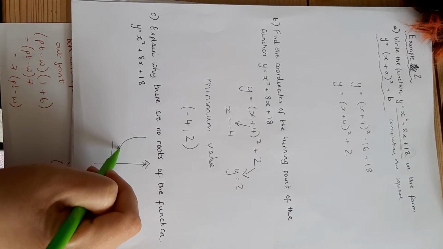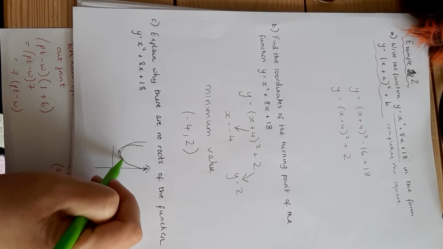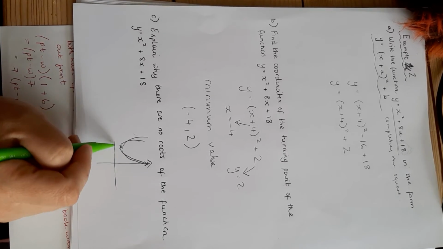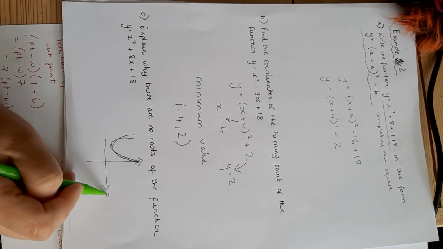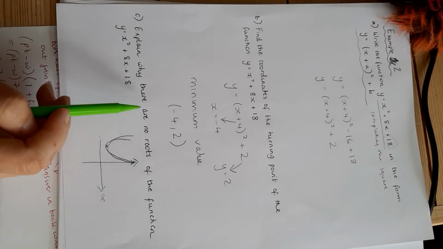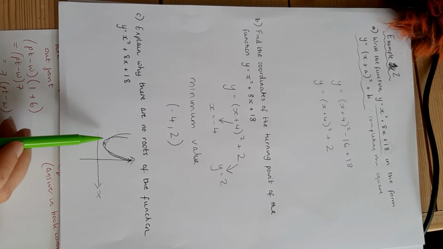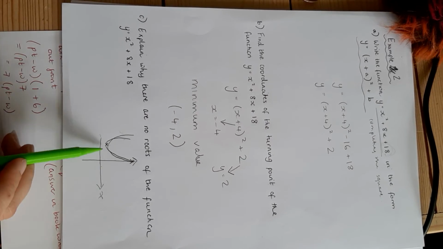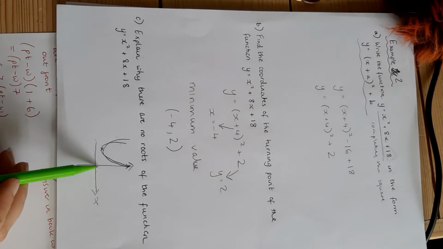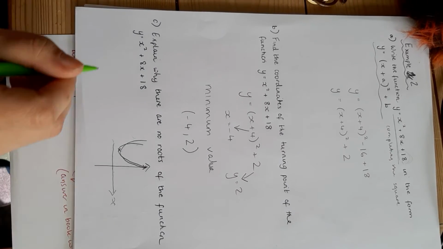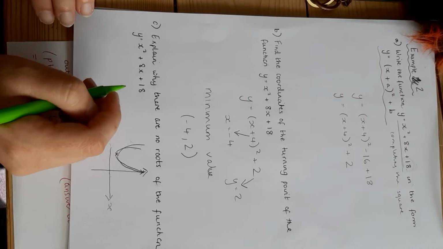So it will look like that. I should have really crossed it. There we go. It will look like that. Therefore, it doesn't cross the x-axis at all. Therefore, there are no roots, because if this is a minimum point there, it won't cross the x-axis at all. So that is what you would write here.